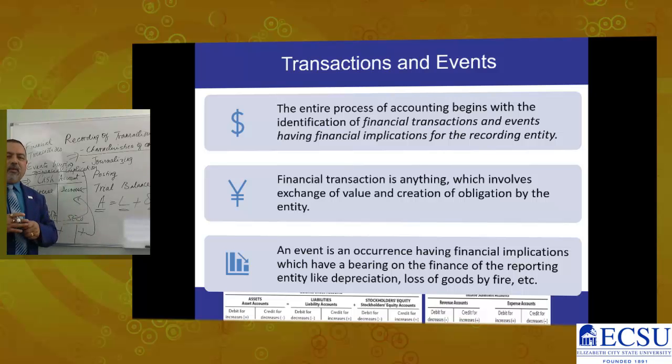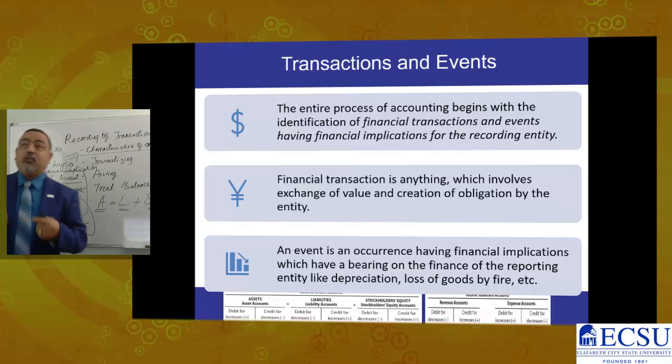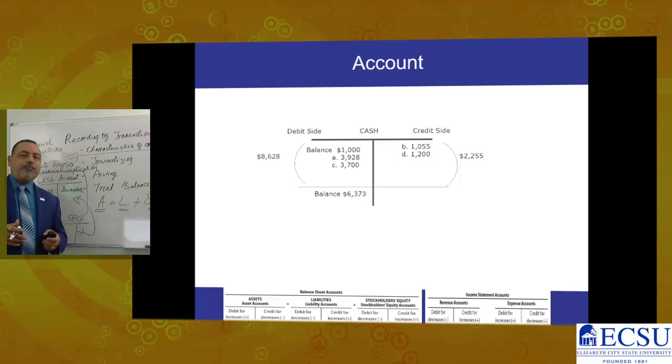But as we already talked about, what is an event? This is anything that has a financial implication or which needs to be reported by the company, like depreciation or loss of goods by fire, or loss of goods or property by any other natural calamity, which will be considered an event. Okay.